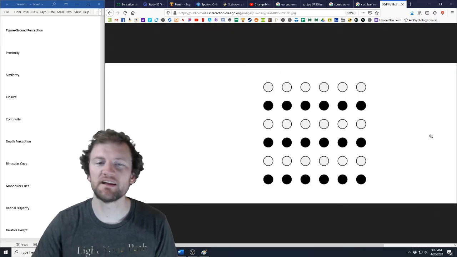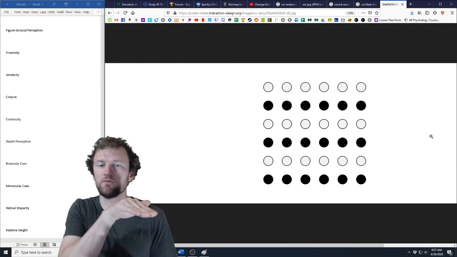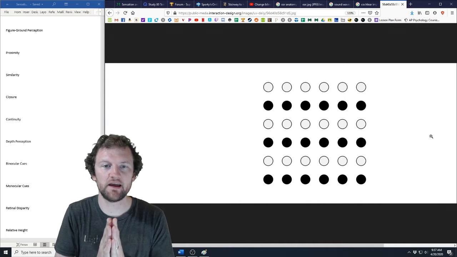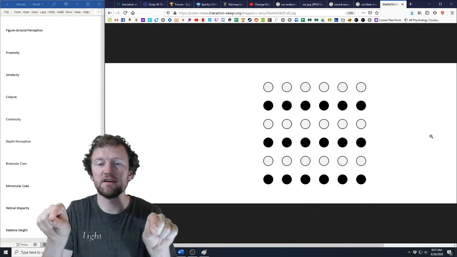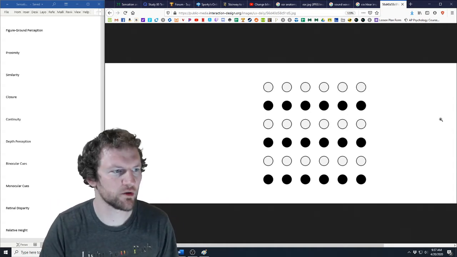This picture here would be an example of similarity. So the reason we see this as rows instead of columns is because our mind groups together these similar looking dots together, which would be the black dots we see as a group of rows, and then the white dots as a grouping as well.